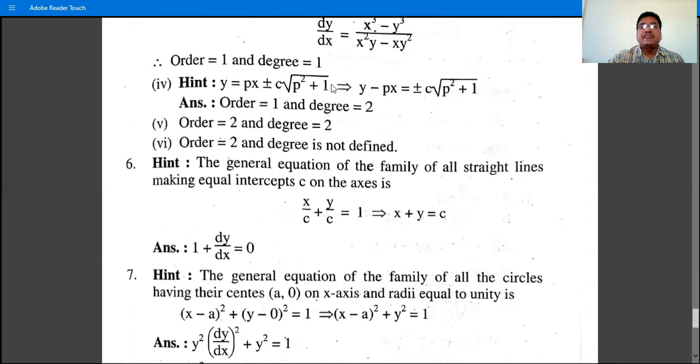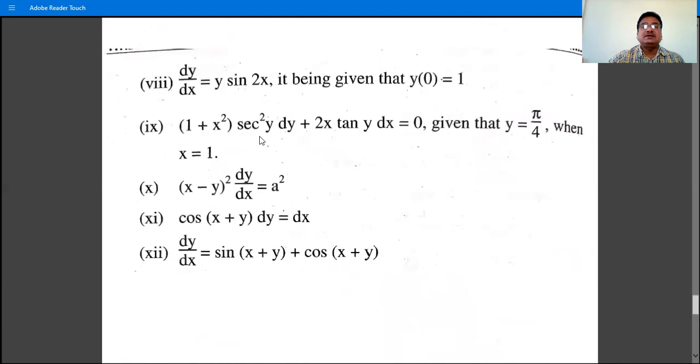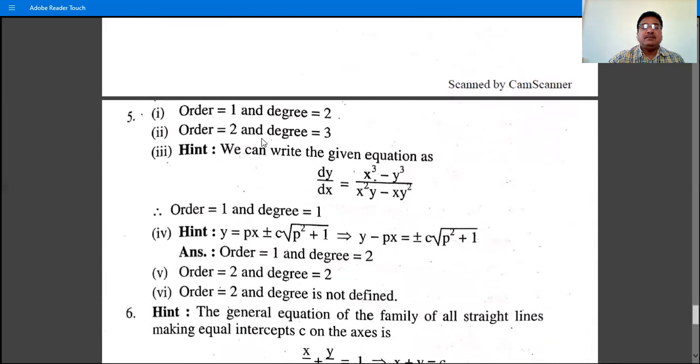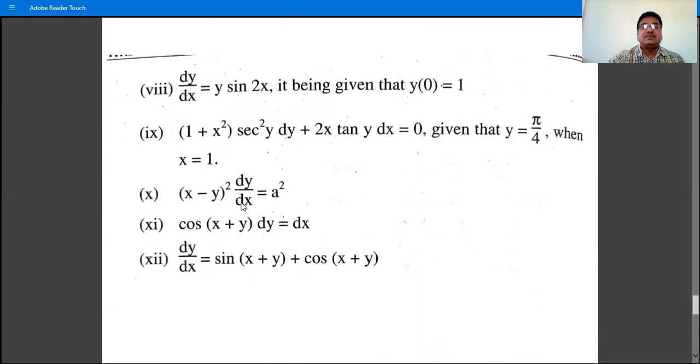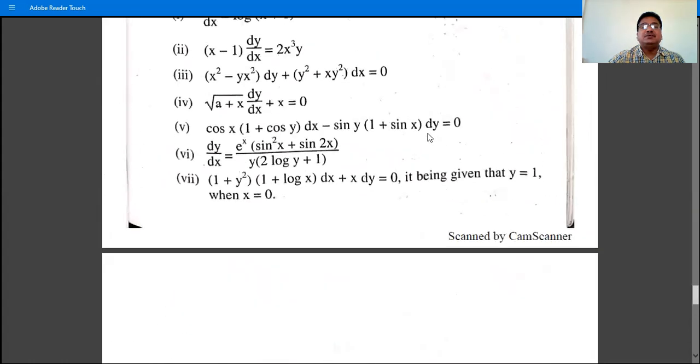So we have to shift this px to the LHS and then square both sides. So we have [y minus px] whole square is equal to c square [p square plus 1], and then find order and degree. So order is 1 and degree is 2, because p means [dy by dx] square. So our degree is 2. Similarly, the next example: order is 2, degree is 2. The next example, order is 2 and degree is 2.